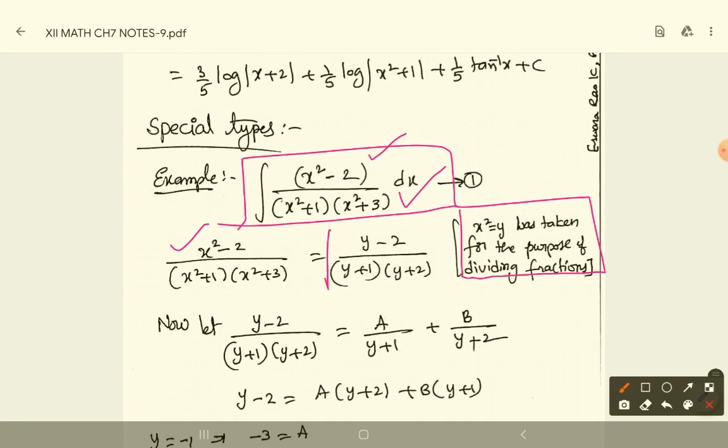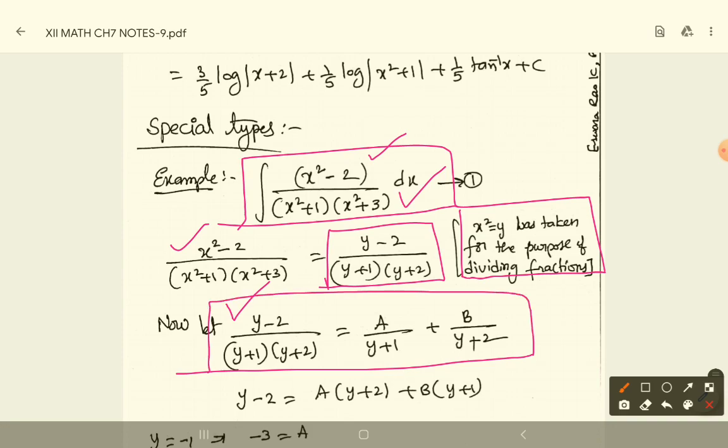So then you get (y minus 2) by (y plus 1) into (y plus 2). This can be expressed by partial fraction decomposition as a by (y plus 1) plus b by (y plus 2). Then you know very well the denominator will be sent to the right side and multiplied to the numerator on both the fractions. Then you get this expression.